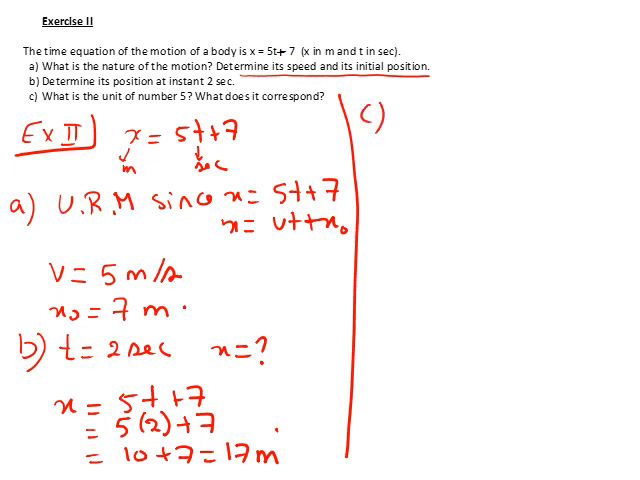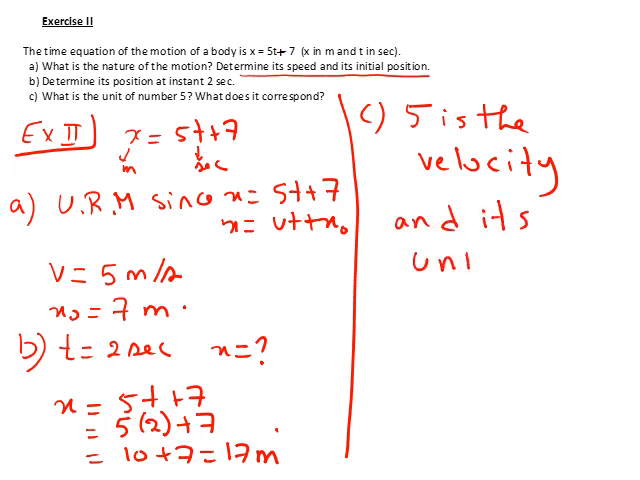Now see, what is the unit of number 5? What does it correspond to? 5 is the velocity, and its unit is meter per second.